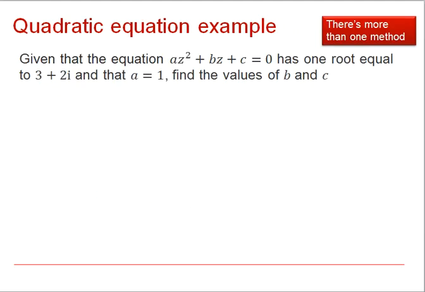Let's look at a quadratic equation example where we know that we're going to have some complex roots. We know this in part because they've used the letter z rather than x in the equation, so it's az squared plus bz plus c equals 0. We're told there's one root equal to 3 plus 2i, and that a equals 1, and asked to find the values of b and c. There's more than one method for doing this. The first thing I hope you'll notice is that if we have one root equal to 3 plus 2i, the complex conjugate 3 minus 2i will also be a root.